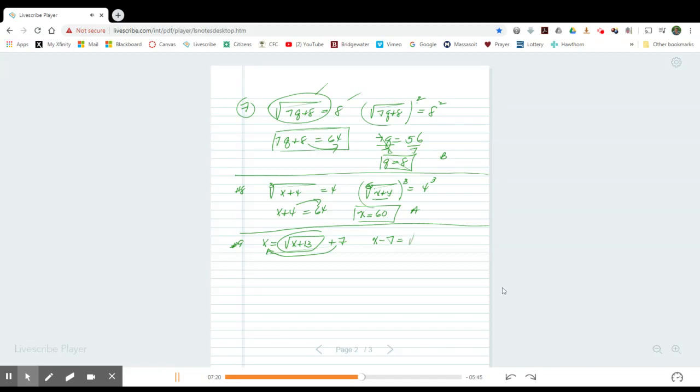Now, what undoes the square root? It's squaring. But here's the killer. When I square the other side, I can't take the two terms separately. I've got to treat it as a binomial, and that's how people make mistakes here. I've got to square that whole thing.